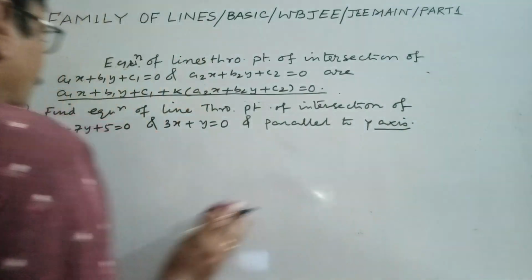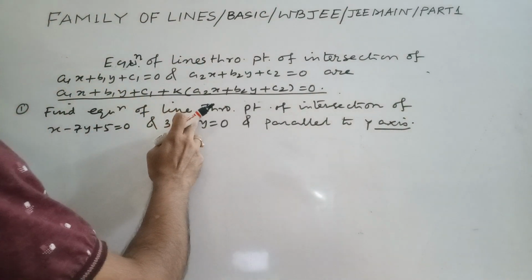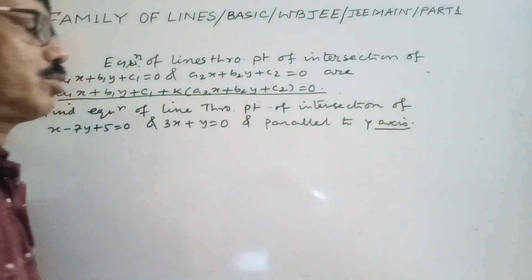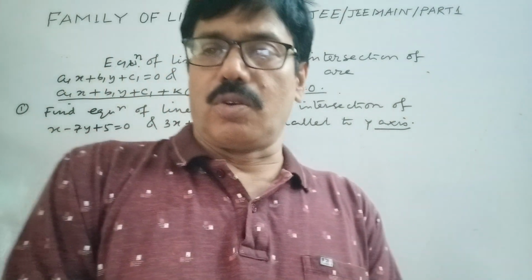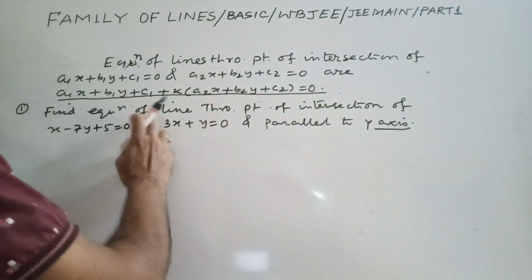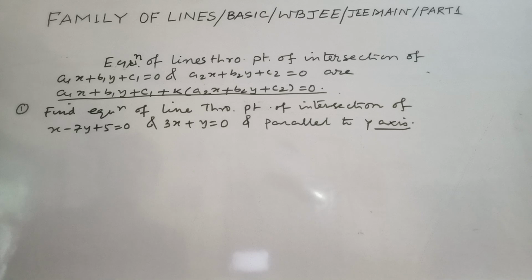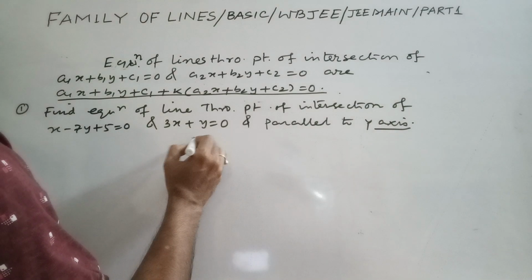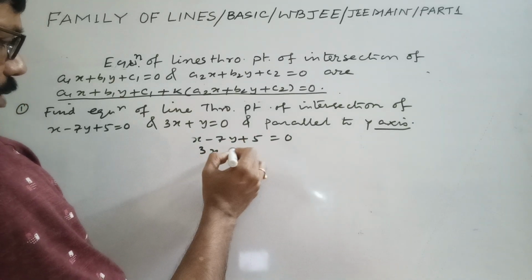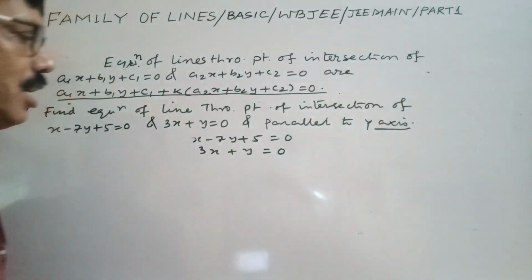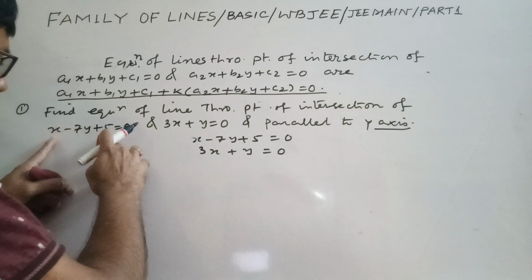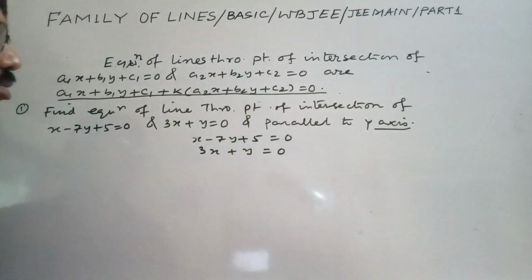So, application. Find the equation of the line through the point of intersection of these two lines and parallel to the y-axis. When one condition is given, you get only a single line. That is why we are asked to find the equation of a line. The first equation is x minus 7y plus 5 equals 0 and the second is 3x plus y equals 0. You transfer all the terms to the left hand side. Here it is already on the left hand side, and the second also.